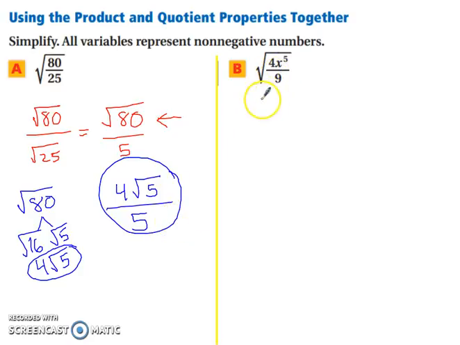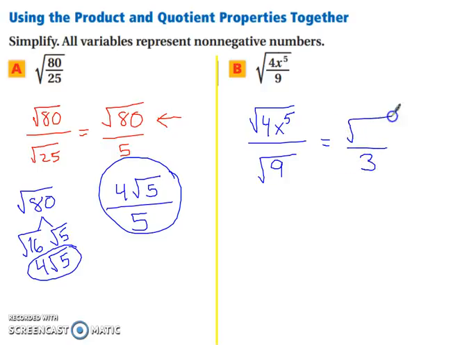So now let's try this next one. On the top, we've got the square root of 4x to the 5th over the square root of 9. The square root of 9 is 3, but we might have to simplify this top. So we have the square root of 4x to the 5th, and we're going to separate this out. We're going to have the square root of 4 times the square root of x to the 5th.